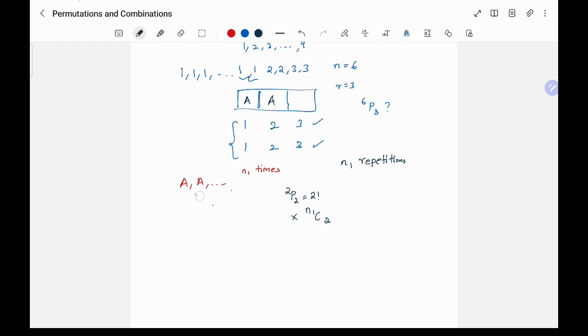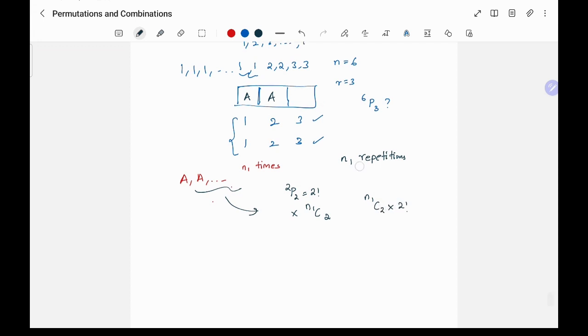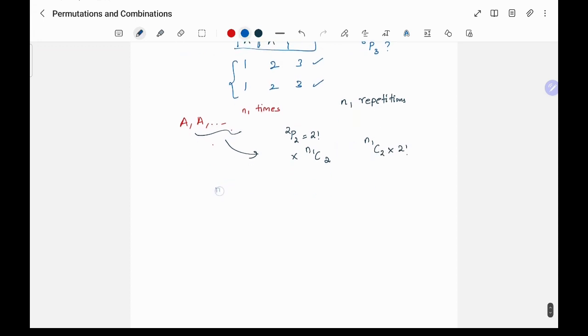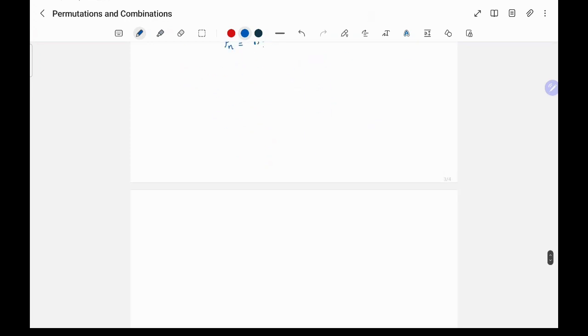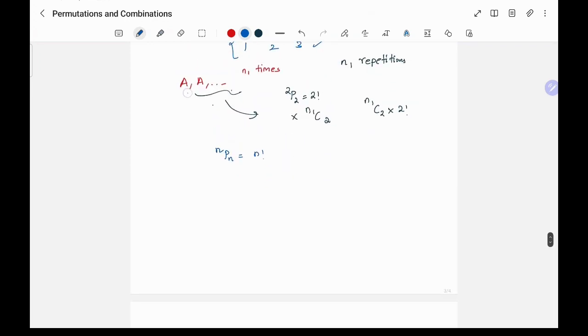So we are choosing 2 from these and then permuting it twice. So it will be nC2 into 2 factorial this way. So in the simplest case, if we have n permutation, nPn, that is equal to n factorial. If we have repetitions in this case, so all these a's are coming into picture. So what will it be?